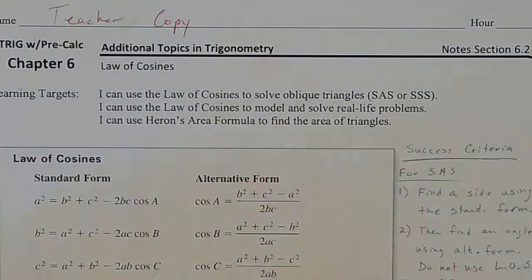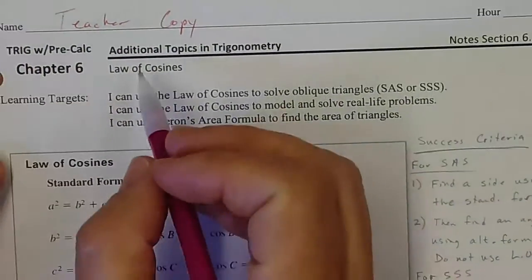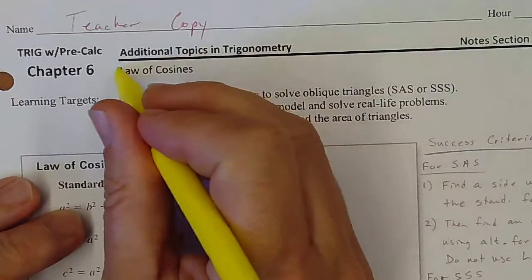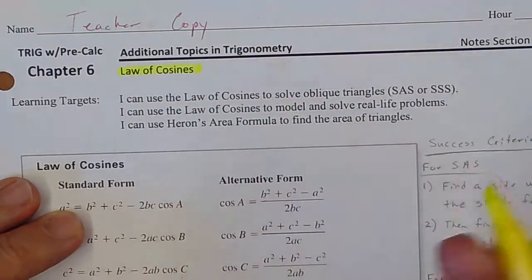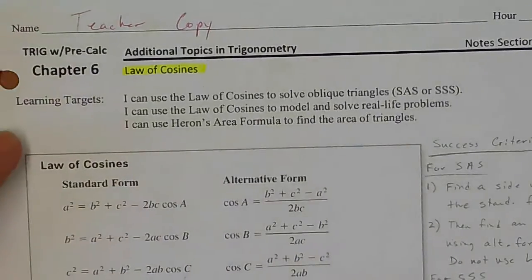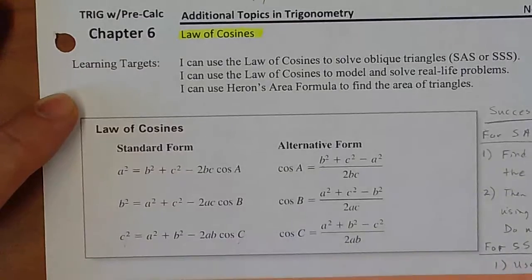Okay, today we start section 6.2. The main topic here is going to be the law of cosines, not to be confused with the law of sines. One uses sines, one uses cosines. I gave you a little introductory example of how the law of sines works. It's a little more complicated to do that with the law of cosines, so we're just going to give you the formulas and run with it.